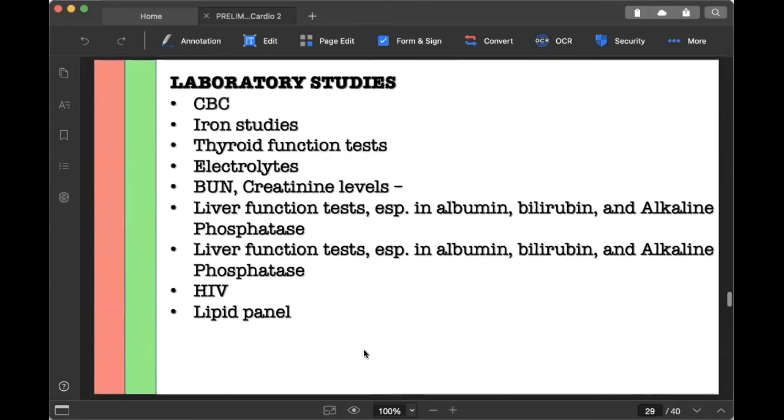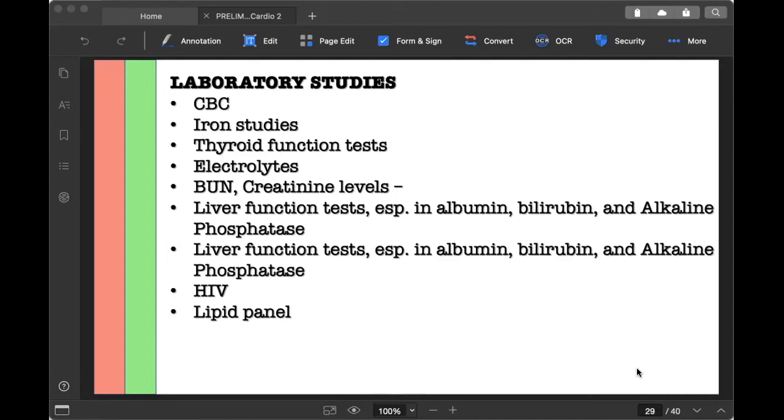Now let's go here. Some laboratory studies. We've learned some of this a while ago. We have your CBC to determine if the patient has anemia or has infection in terms of the WBC count. Your iron studies here, this is the anemia workup, and also to check for hemochromatosis. Thyroid function test as well. We've learned a while ago about thyrotoxicosis. That is why we need to know as well the thyroid function test.